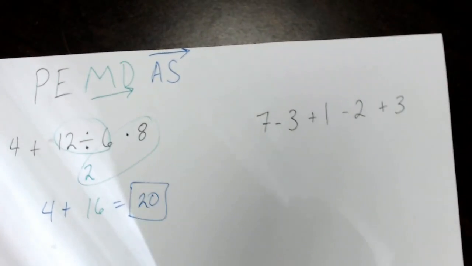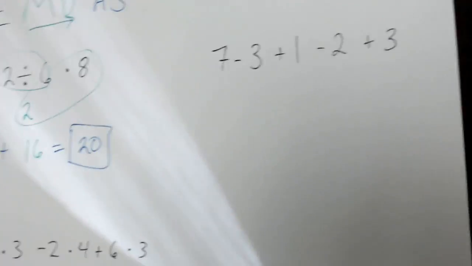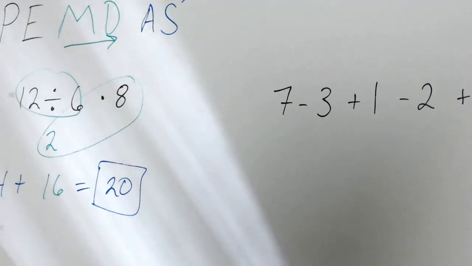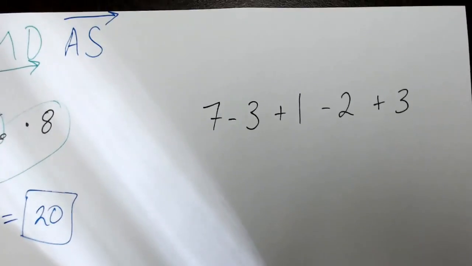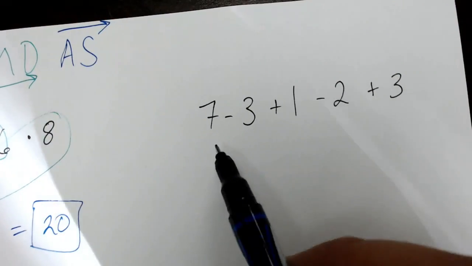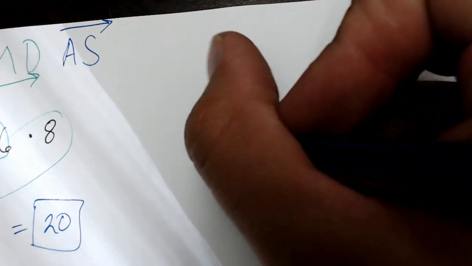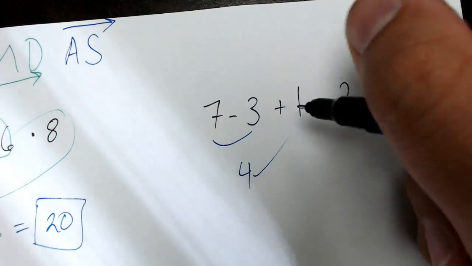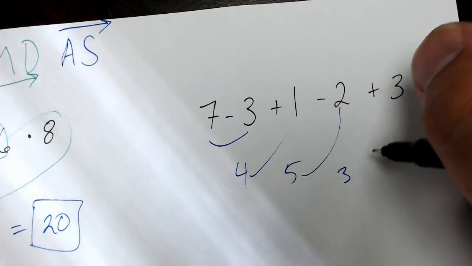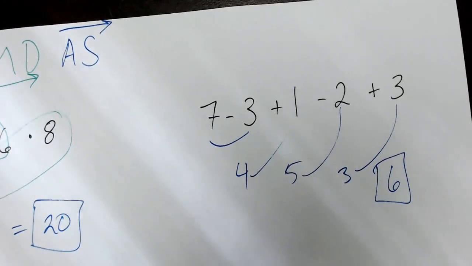Now, just because it's add and subtract does not mean that I need to add first and then subtract second. I simply am going to solve them in order from left to right. There's no multiplication or division, so all I can do is add and subtract. So let's do 7 minus 3 gives me 4. 4 plus 1 is 5. 5 minus 2 is 3, and 3 plus 3 is 6. So my final answer here is just 6.